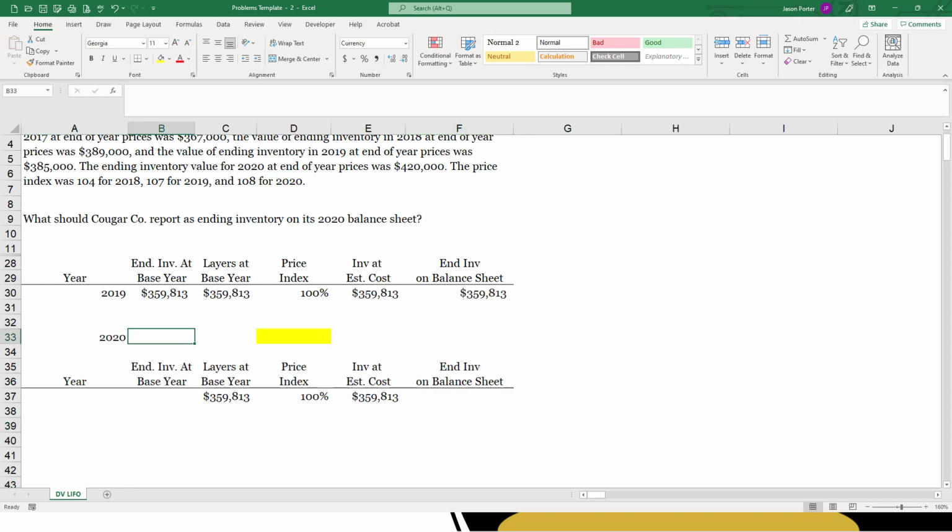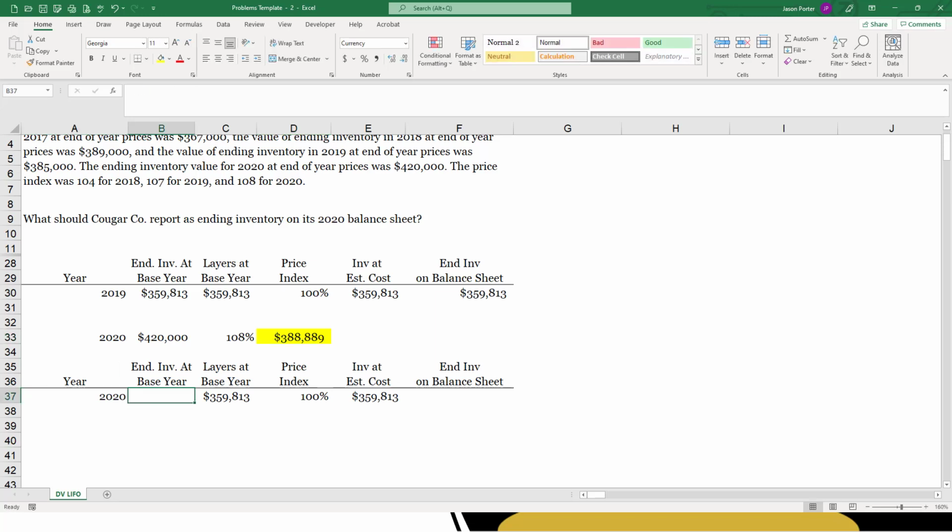In 2020, I have $420,000 sitting on my shelves at 2020 values. That's what I would have paid for it if I bought all of it at the end of 2020. Now I look at my price index. It hasn't gone up much since 2019, but it has gone up 1%. Again, this means that if I had purchased that $420,000 worth of inventory in 2017 when I started doing dollar value LIFO, it would have cost me $388,889.